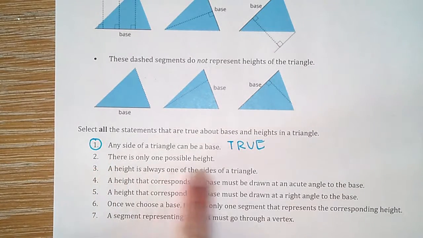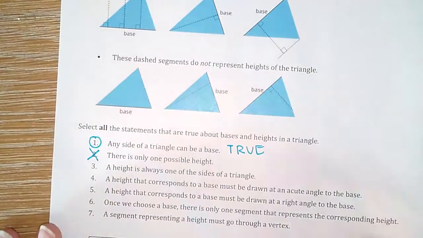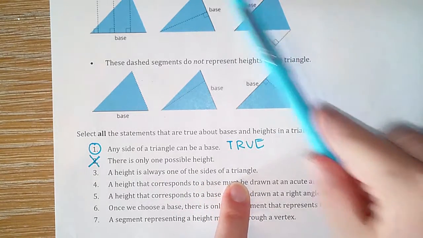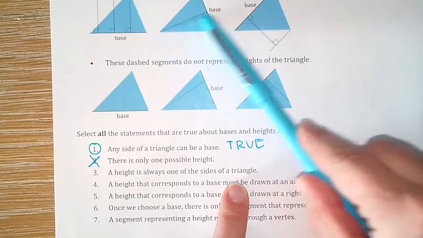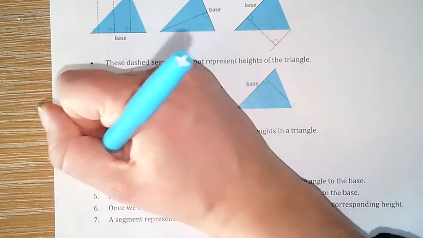That said, there is only one possible height. No, that is not true. There are multiple options for heights. And it depends. Some triangles might only have one option for a height, whereas others might not. It depends on where that base is. You'll see. A height is always one side of a triangle. So again, looking at our examples, here we've got bases that are not sides of the triangle. So that's false.